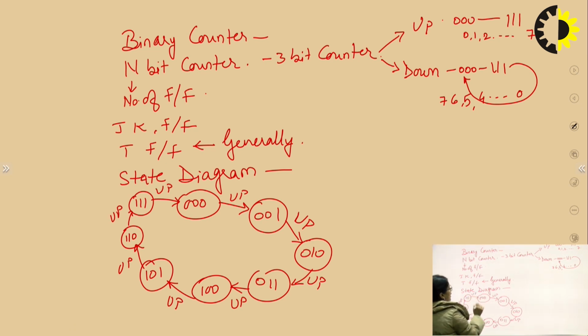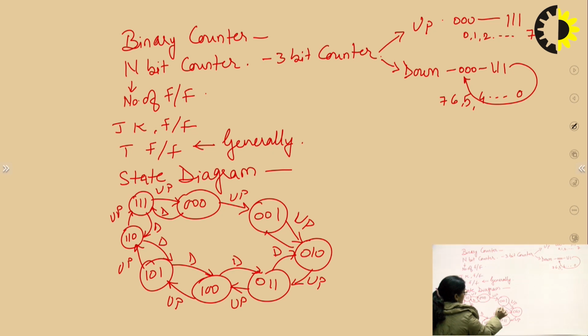Now if we have to draw the state diagram for down counting, it will go like this: 7, 6, 5, 4, 3, 2, 1 and then 0. From the same counter, we can go with either up counting or down counting.